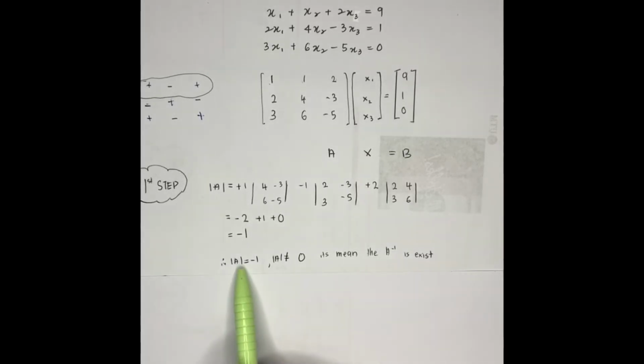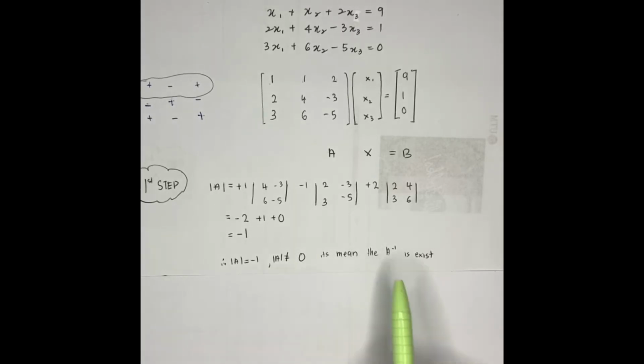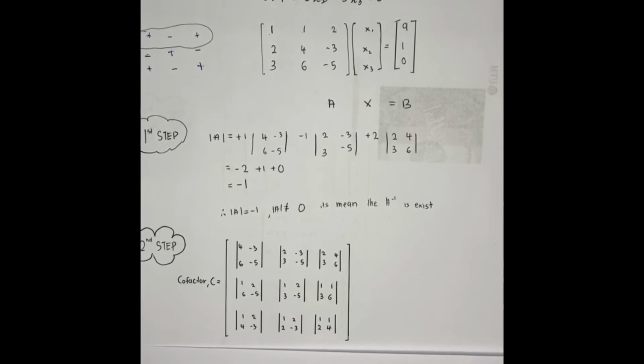Since the determinant A is negative 1, hence we know that determinant A is not equal to 0. It means the A inverse exists. Next, we go to the second step. For the second step, we need to find the A inverse. There are two options to find the A inverse, which are by using the adjoint method and ERO. I'm going to use the adjoint method.